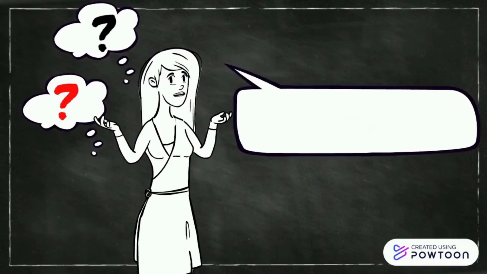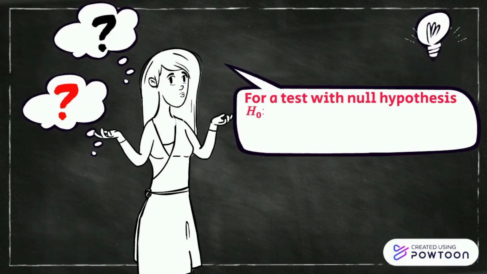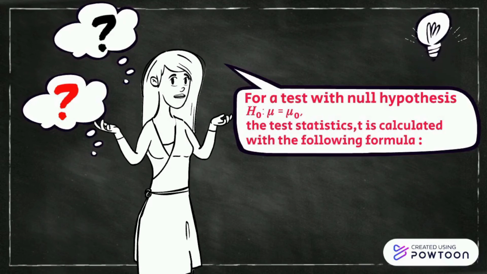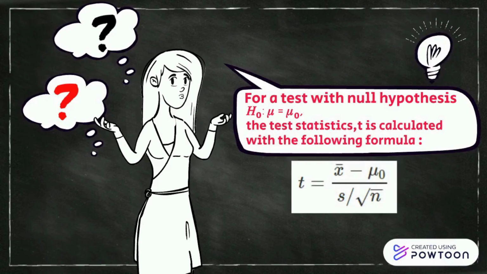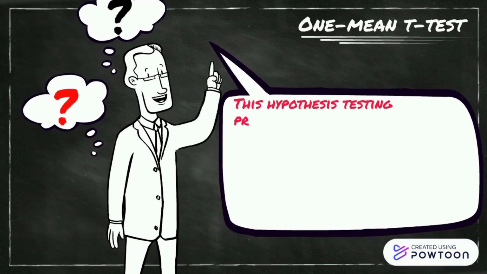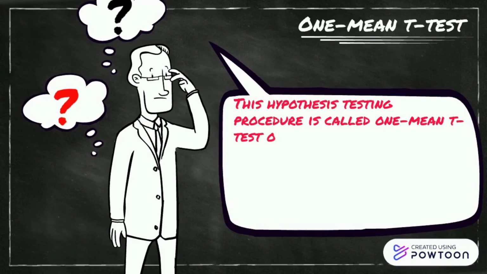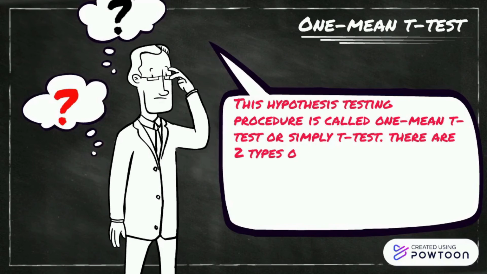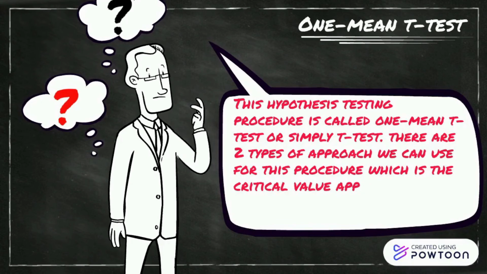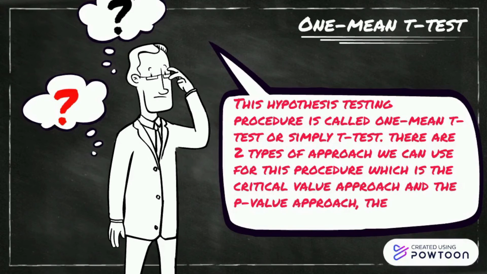For a test with null hypothesis, population mean equals a specific value, the test statistic t is calculated using the following formula, where t equals the sample mean minus the population mean divided by the sample standard deviation over the square root of the sample size. This hypothesis testing procedure is called the one-mean t-test or simply t-test. There are two types of approach we can use for this procedure, which are the critical value approach and the p-value approach. The steps are summarized as follows.